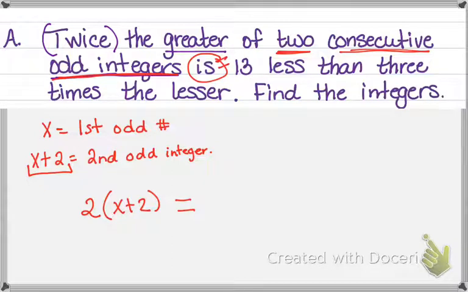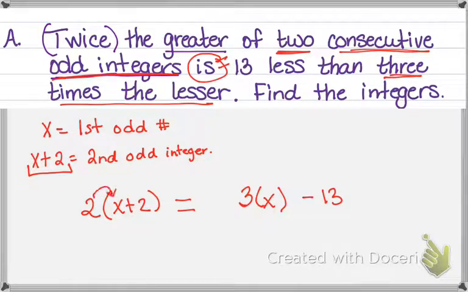So this side is 13 less than the other, okay? So we've got to think about what that means. So when we look at setting our other side up, this side is 3 times the lesser. Well, the lesser is x, so 3 times x, and then we've got to account for that 13. So the 13 is 13 less than something. What's less than 3 times the lesser? It's less than this side, so minus 13. Now we have our algebraic equation, and we can now solve it.